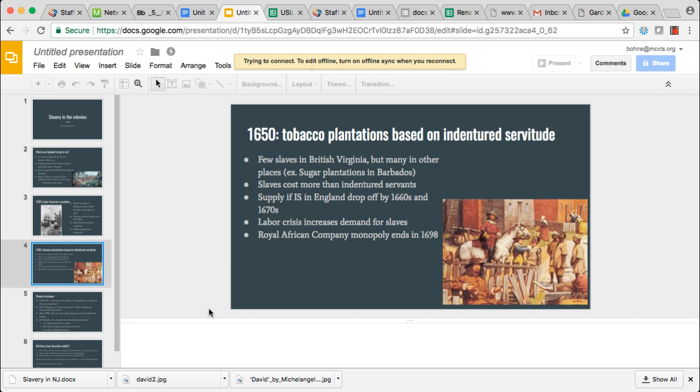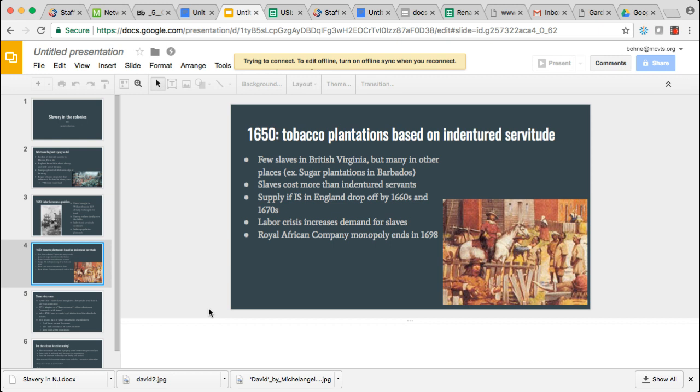But by the 60s and 70s, the availability of potential indentured servants in England was dropping off. So the supply of indentured servants is decreasing, but the number of colonies is increasing, right?